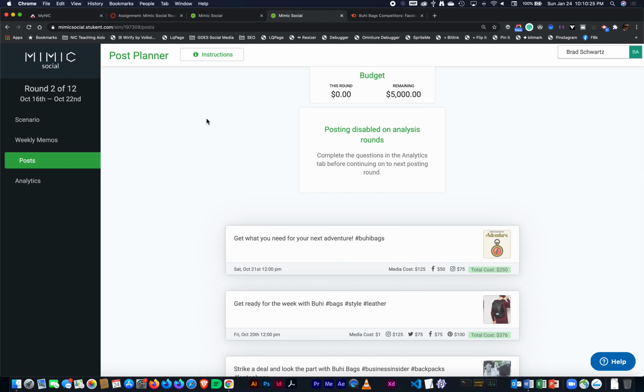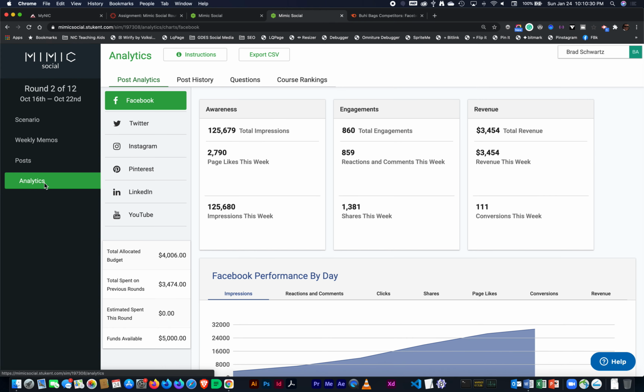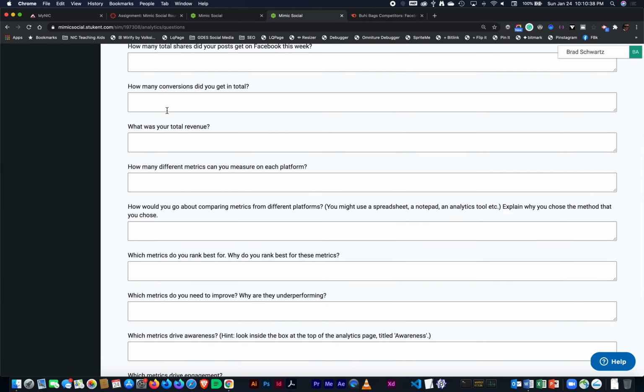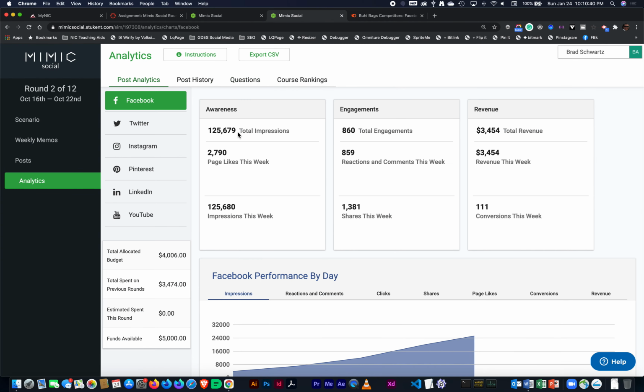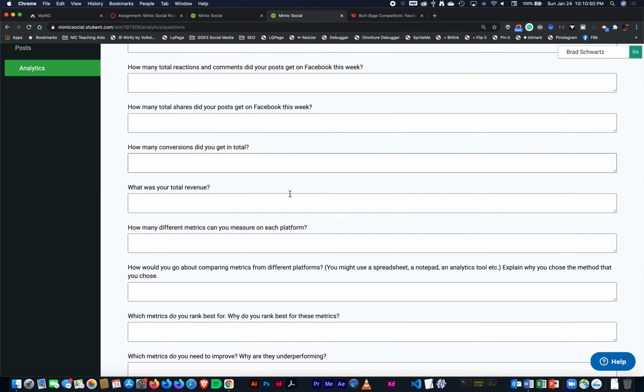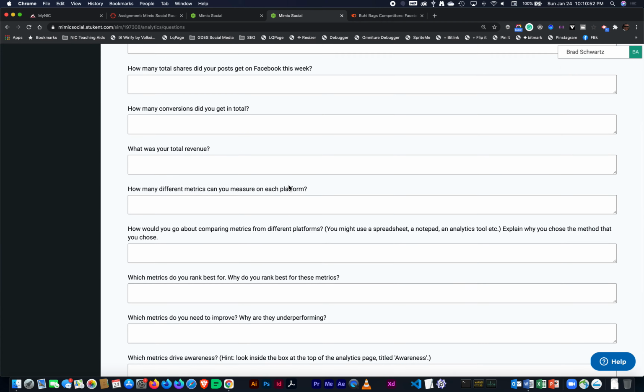So if we take a look in there, once you're in round 2, you can take a look at all your analytics, the post history, and then this is where you're going to start reading your analytics and answering these questions. So you're going to maybe have this open in 2 windows. How many new followers did you gain on Facebook, Twitter, etc. So that's the end of round 2.